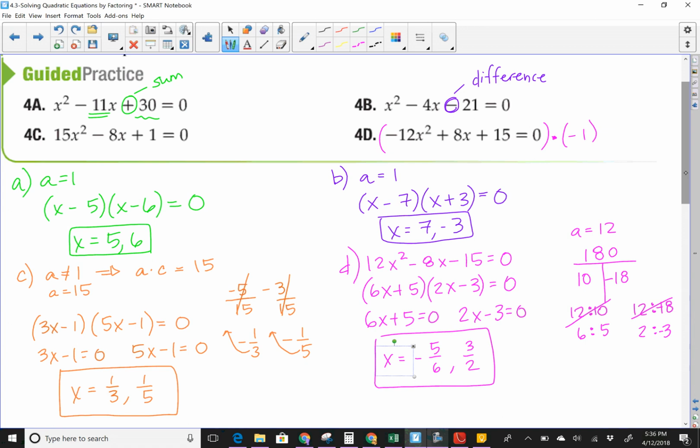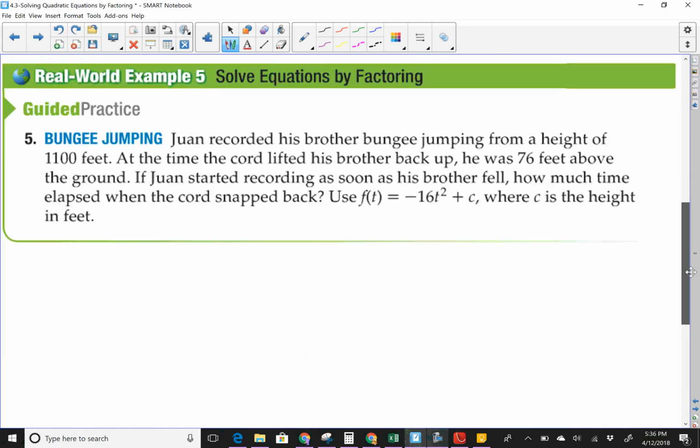All right, so we got a word problem. Juan recorded his brother bungee jumping from a height of 1,100 feet. At the time the cord lifted his brother back up, he was 76 feet above the ground. If Juan started recording as soon as his brother fell, how much time elapsed when the cord snapped back? Use this function where c is the height in feet. So, if he started at 1,100 and the cord bounced back at 76, when I subtract those two, that's the height in feet of the cord.